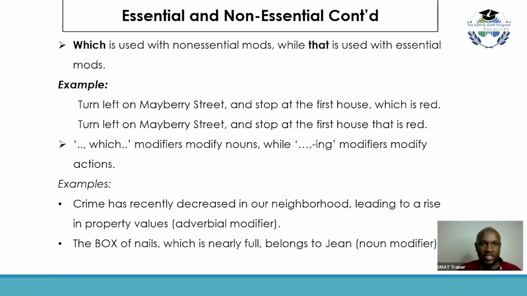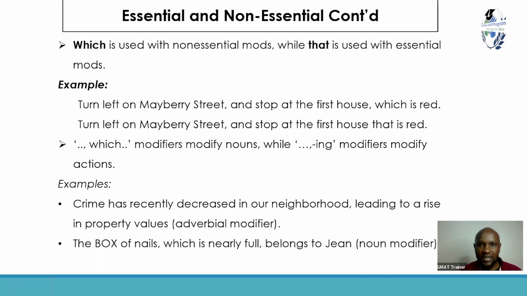So what you need to note is that which is used for non-essential modifiers, and whenever you have which used in a sentence, it is usually offset from the rest of the sentence using a comma, as we're going to see, while that is used in essential modifiers. So the example that follows shows the respective applications of which and that for non-essential and essential modifiers. The example reads, turn left on Mayberry Street and stop at the first house, which is red. So in this sentence, as it is written, the meaning here is that the first house on Mayberry Street is red.